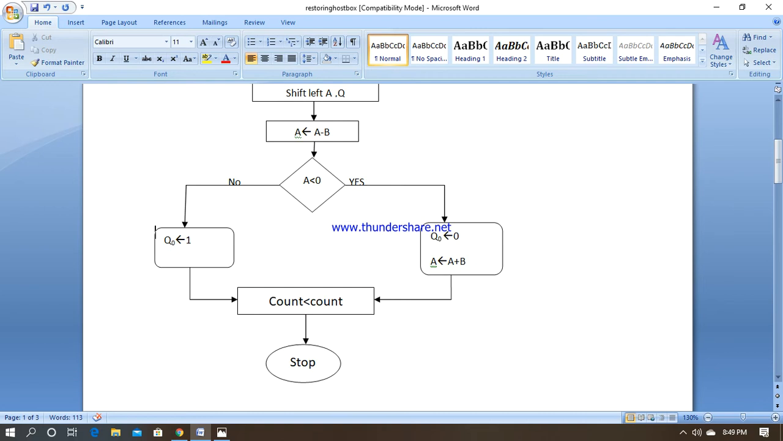And also, at last we check whether count is less than or equal to 0 or not. Sorry, we have a small error here. Whenever count is equal to 0, that is n bits done, we stop. If count is not 0, go and repeat the same again from the start. If it is 0, we can stop the process.